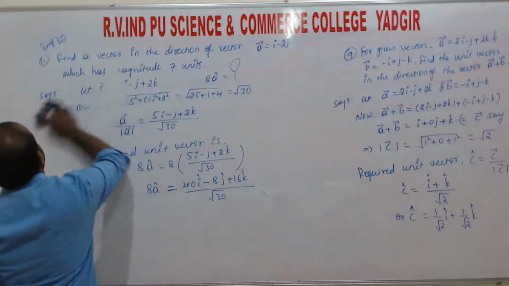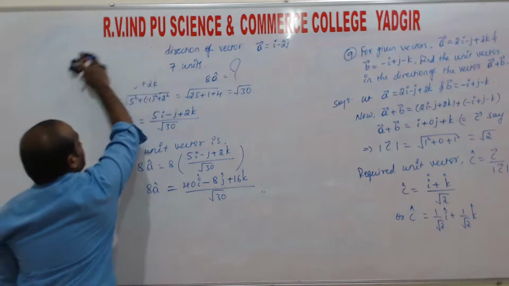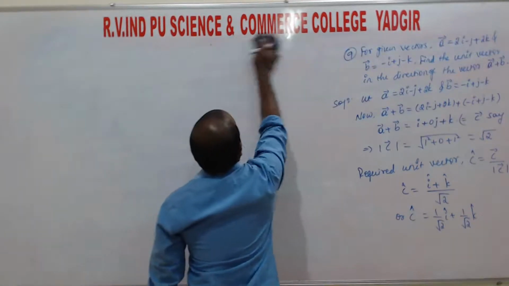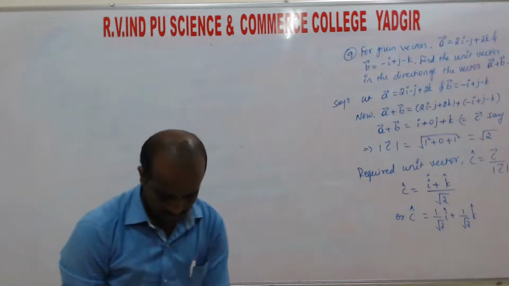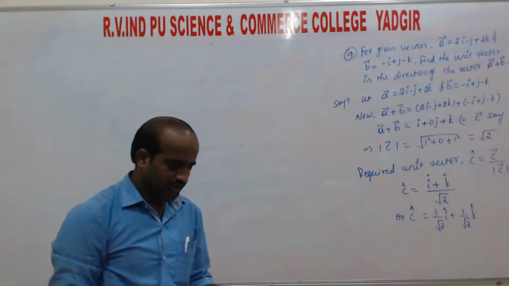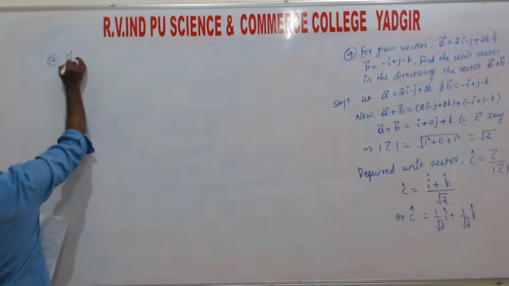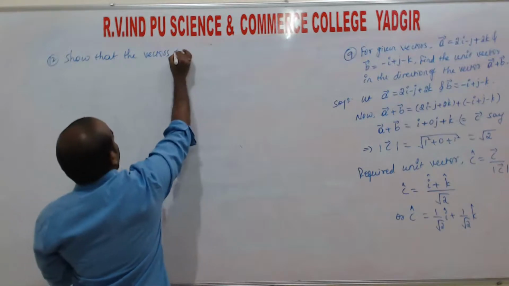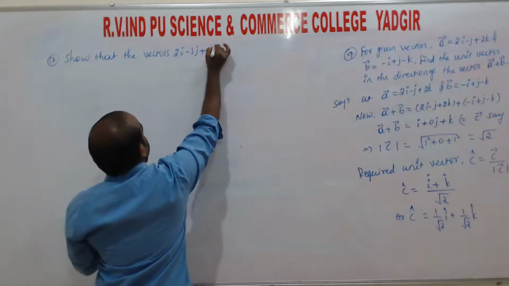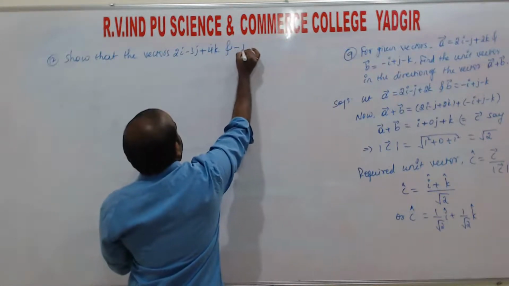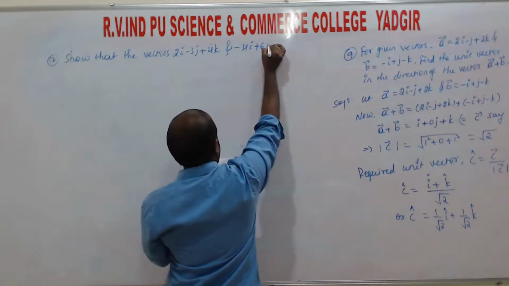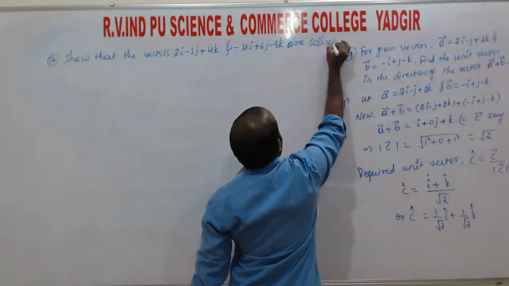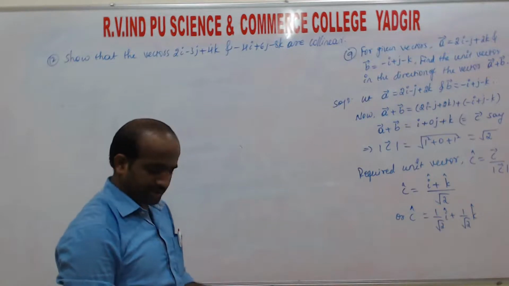Next question. Show that the vectors 2i minus 3j plus 4k and minus 4i plus 6j minus 8k are collinear.